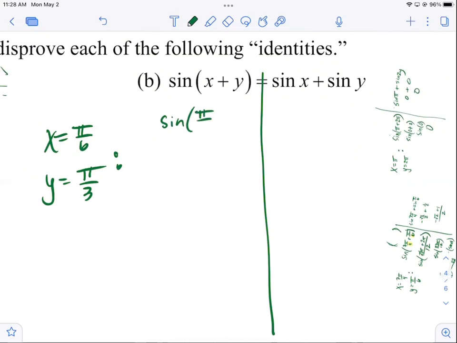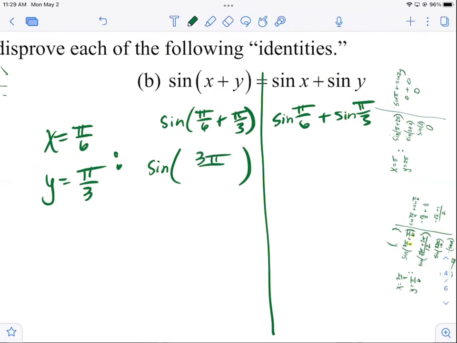So that's sine of pi 6 plus pi thirds over here. And this is sine of pi 6 plus sine of pi thirds. Okay. Now this should be easier to combine because now the LCM is 6, right? If I just multiply pi thirds by 2 over 2, I get 1 pi 6 plus 2 pi 6, which is 3 pi 6. And 3 pi 6 simplifies to what? Pi halves. Yeah, so that's going to be nice now. Sine of pi halves is what? 1.